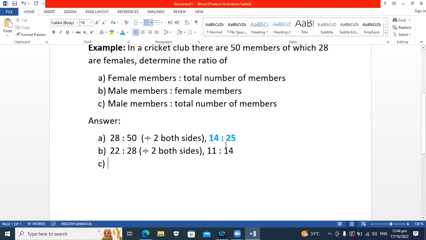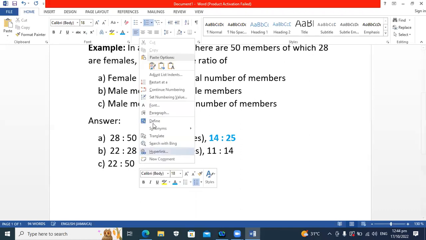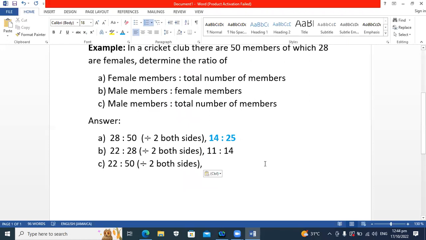C now says male members, which is 22, to the total members, which is 50. And yet again, we're still going to divide by 2, and we get 11 to 25. Very good.